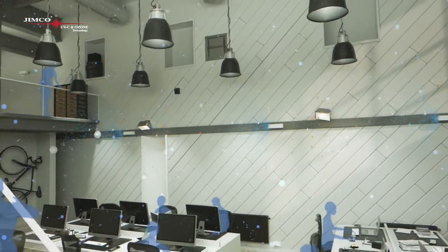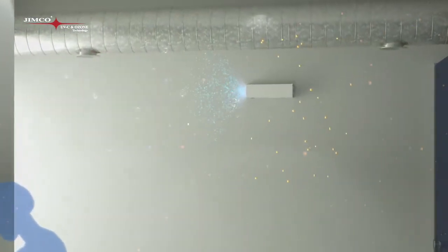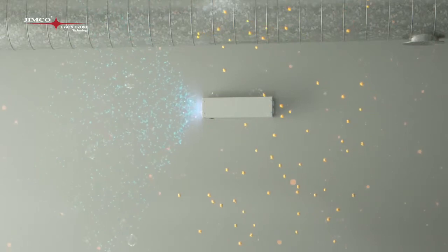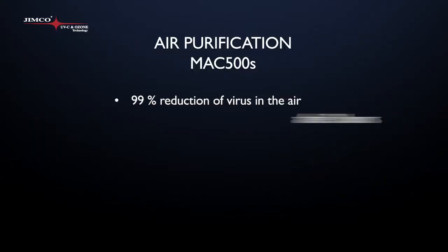To keep a swimming pool clean, you must add chlorine, because the water cleaning system alone will not keep the water clean. To keep room air clean, the MAC 500S not only passes air through the purifying machine, but also adds low-level ozone for maximum effectiveness. It significantly improves your indoor environment and can reduce airborne viruses up to 99.9%.